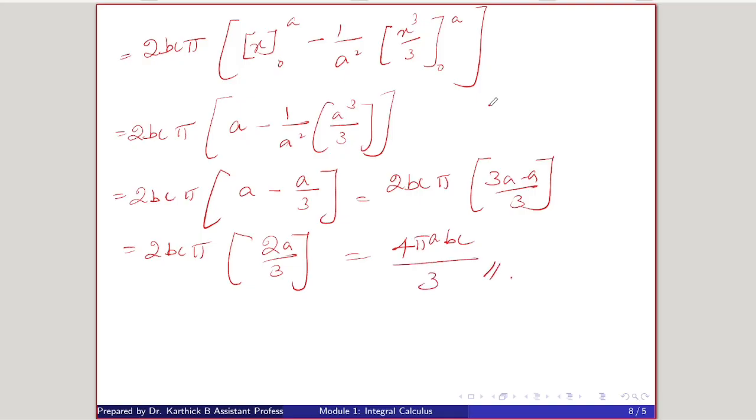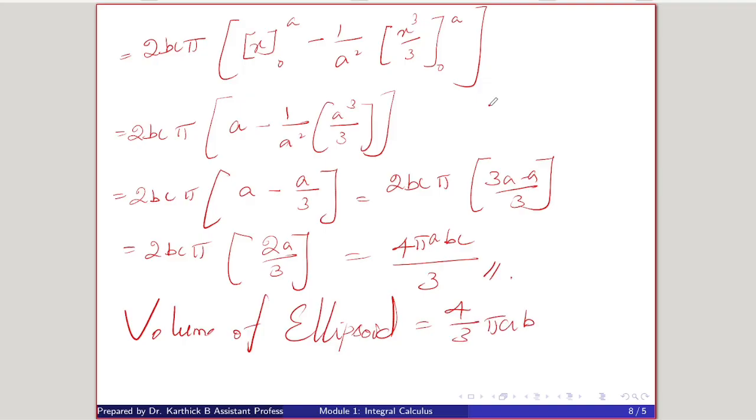So this will be the volume of the ellipsoid, equal to 4 by 3 pi abc. That's all.